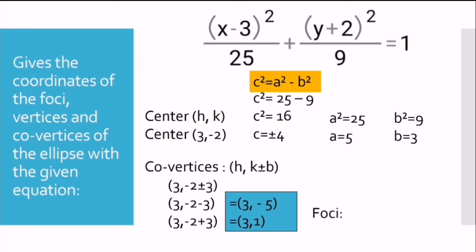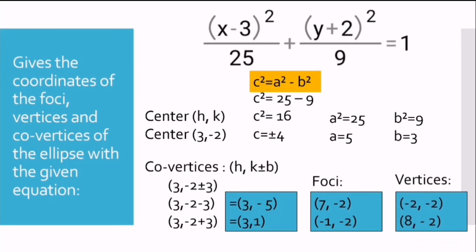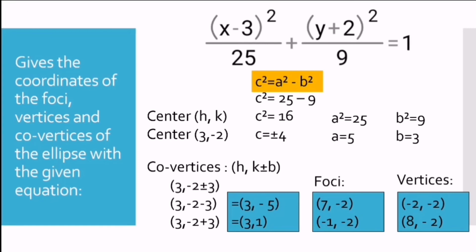So again, our foci are 7, negative 2, and negative 1, negative 2. Our vertices are negative 2, negative 2, 8, negative 2. Sometimes, hinihingi ang length ng major and minor axis. So, madali lang yun. So, we need to multiply a by 2 para mahanap natin ang major axis. So, 2 multiplied by 5 equals 10. That's the major axis. And then, we need to multiply b by 2 para mahanap naman natin ang minor axis. So, 2 multiplied by 3 equals 6.